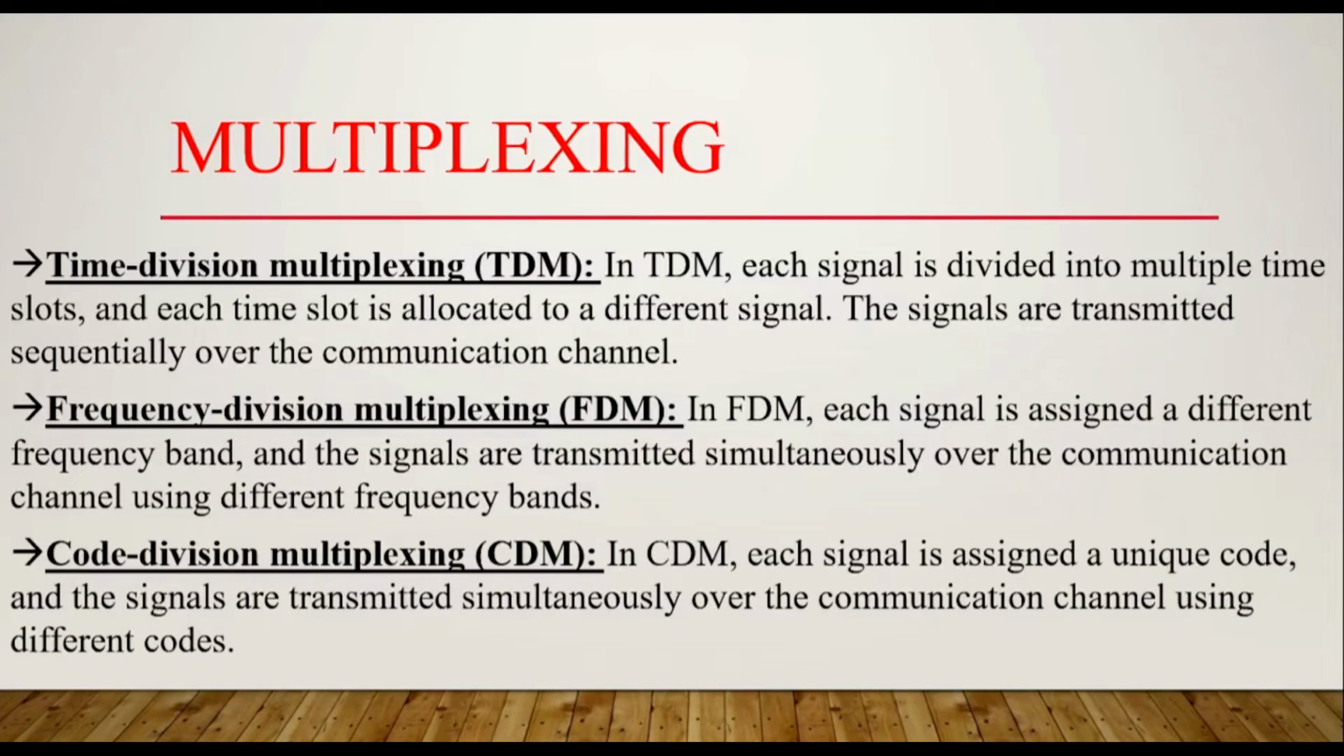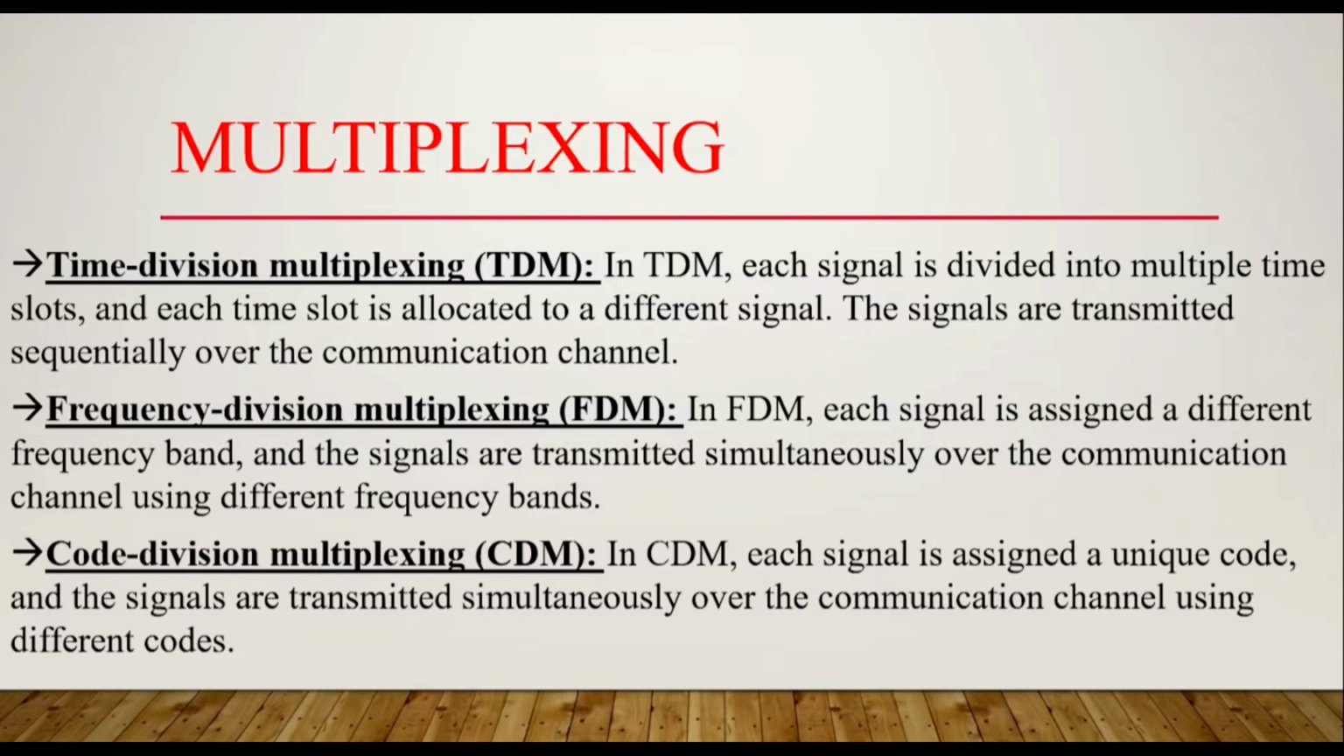So what is time division multiplexing? Time division multiplexing is called TDM in short. In time division multiplexing, each signal is divided into multiple time slots, and each time slot is allocated to a different signal. The signals are transmitted sequentially over the communication channel.